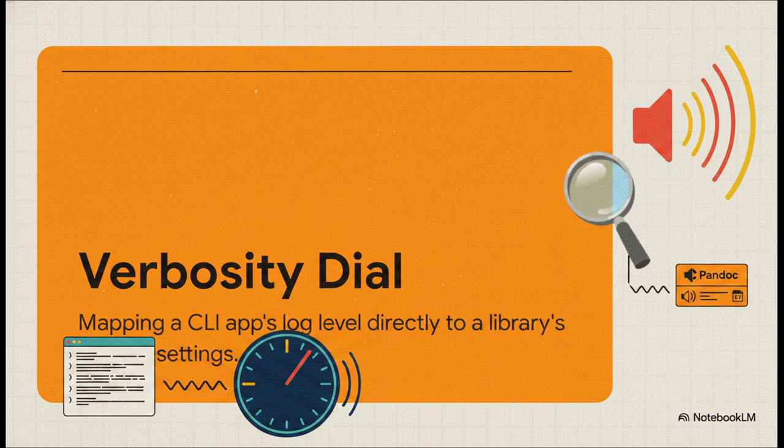Now, you might be wondering how to actually pull that off. The most straightforward approach wasn't some crazy complex interception of data streams. It was actually a simple, elegant mapping based on a verbosity dial. Think of your CLI application as having a volume knob for its logs, right? That's your verbosity level. Well, Pandoc has its own internal speaker system with its own volume settings. So the solution here is essentially wiring your app's volume knob directly to Pandoc's internal speaker. This way, when a user cranks up the logging detail on the main app, Pandoc automatically gets louder too.